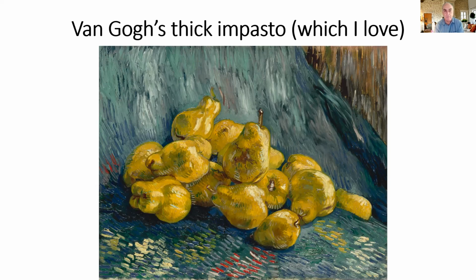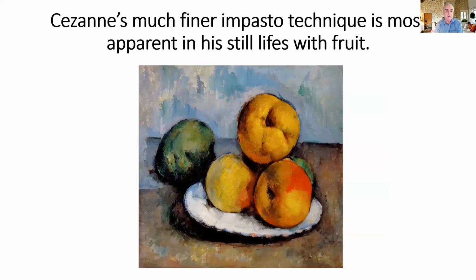So that's that thick impasto that you know from Van Gogh paintings like Starry Night and the Haystacks and all that, which is wonderful stuff. I love it. It's great to see Van Gogh paintings in person. But compare that to Cezanne's much finer impasto.